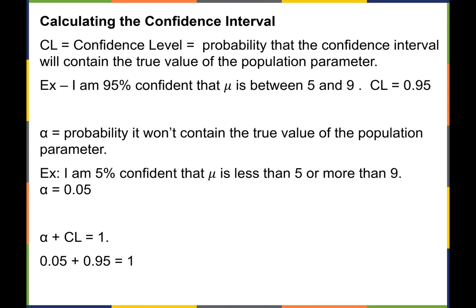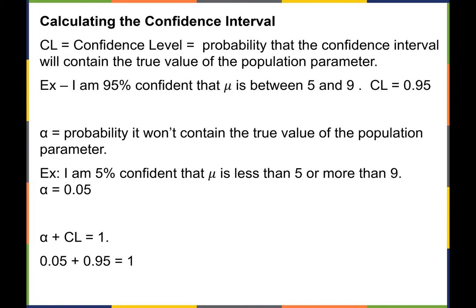Let's talk about confidence levels for a second. So confidence level is the probability that the confidence interval will contain the true value of the population parameter. So for example, I am 95% confident that mu is between 5 and 9. My confidence level is 0.95. Alpha is the probability that it won't contain the true value of the population parameter. So alpha in this case is 5%. I'm 5% confident that mu is either less than 5 or more than 9.